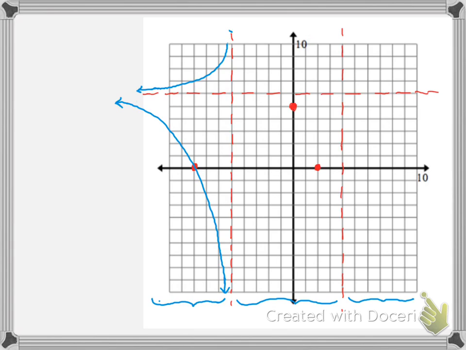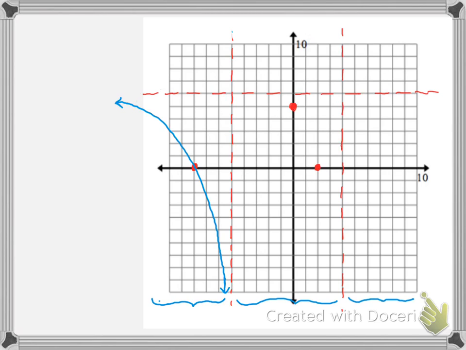Why can't it be both? It wouldn't be a function, yeah. So remember, you can't have more than one point for the same x coordinate. So we can't have two graphs in the same region.